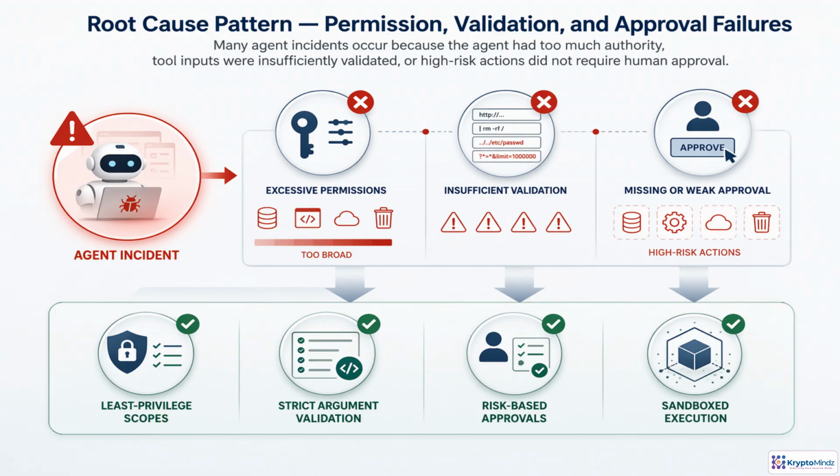The fix is not one big guardrail. It is layered control, least privilege, strict schemas, risk-based approval gates, and sandboxed execution when actions could affect real systems.